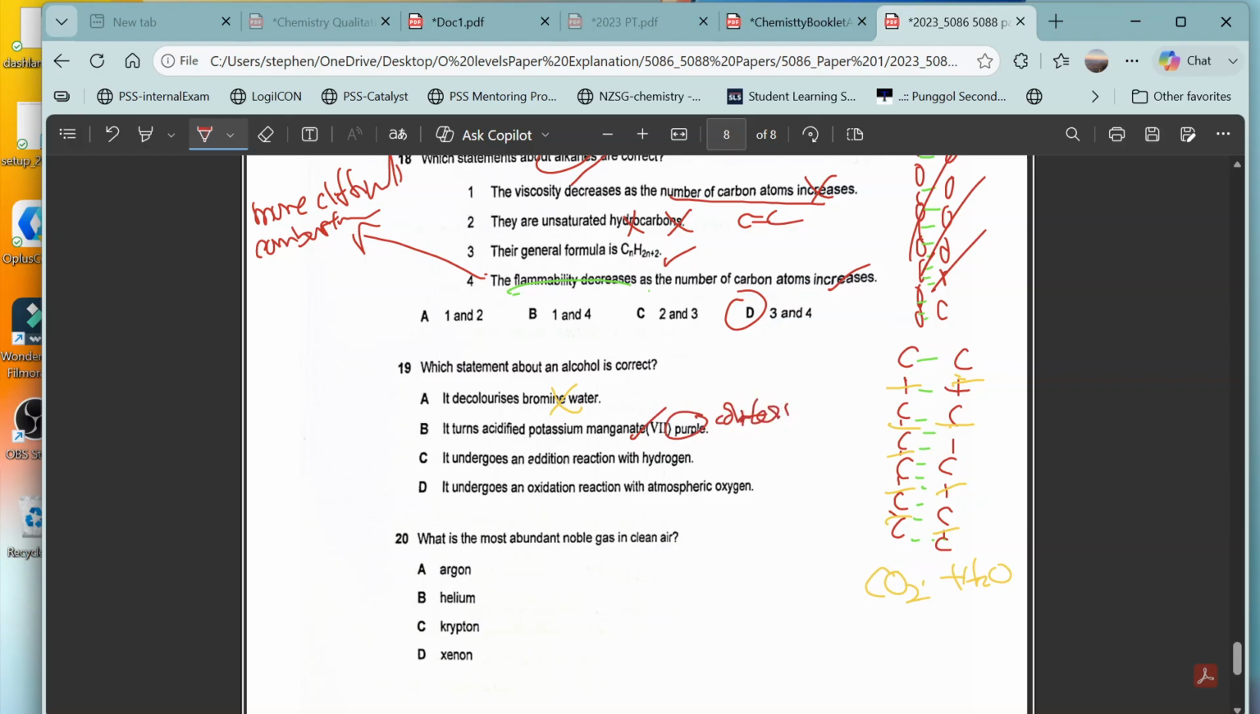It undergoes addition. No, addition is only with alkenes. And how about, oh yes, this is the slow reaction. Yes, oxidize. So oxygen in air by bacteria, right? So the bacteria can change any alcohol to the carboxylic acid. Okay, so this one we revise, carboxylic acid and alcohol is there. And lastly, it's a giveaway question. What is the most abundant noble gas? It is argon. Nothing else. Not xenon, not helium whatsoever.